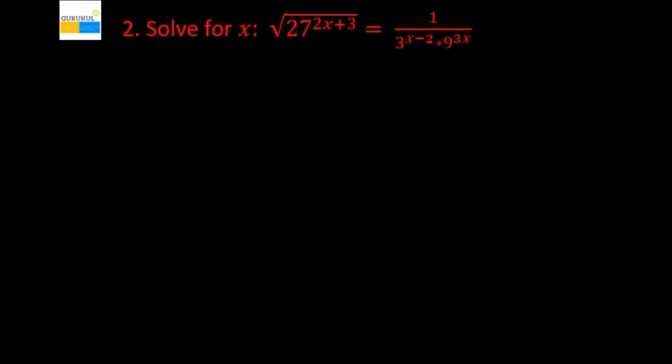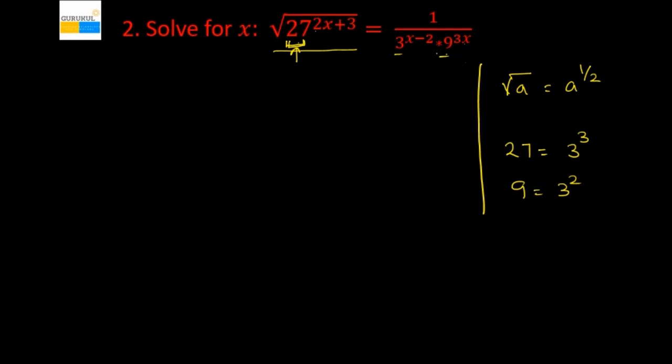Now let's move to the second question. Again, we are supposed to solve for x given square root of 27 to the power 2x plus 3 equals 1 over 3 to the power x minus 2 times 9 to the power 3x. You know the identity, square root of a can be written as a to the power 1 over 2. And using the hint, 27 is not a prime number, so we need to represent it in terms of prime, and we can convert 9 into terms of prime too. So 27 can be written as 3 to the power 3 and 9 can be written as 3 to the power 2.